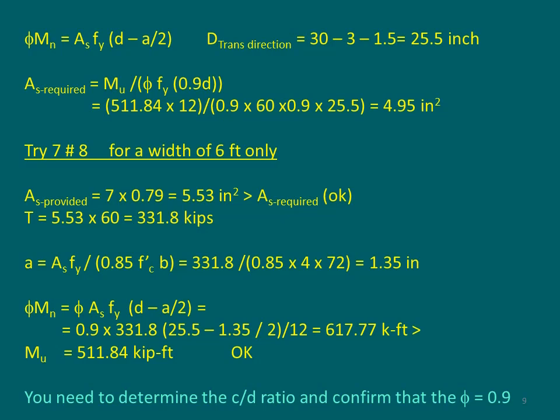Now the required As is going to be equal to the moment demand divided by phi fy, and of course you consider 90% of the depth to be the effective d minus a over 2. Now you need here 4.95 square inches. You will provide 7 rebars of number 8, and this is going to be applied for a width of 6 feet, which means for the entire footing of 12 feet, you're going to have 14 rebars. Here's the tension that you have in the bottom rebars. Here is the a value, the concrete block depth, and with that you have Mn of 617.77 kip-foot.